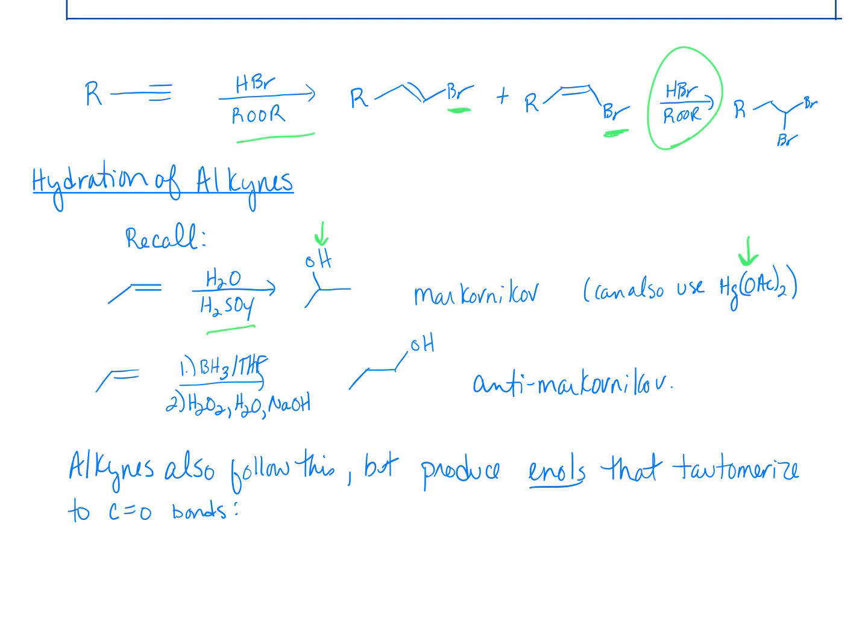On the opposite side, if we used BH3 and THF followed by hydrogen peroxide, water, and NaOH, we got the anti-Markovnikov product. Remember, that's because BH3 is going to go to the least substituted, or the borane is going to go to the least substituted carbon that's then going to be later replaced with OH. So alkynes are going to follow that as well. The difference is they produce enols. And what is an enol, you might say? Well, an enol is when you have a double bond or an ene that's then connected to another functional group of an alcohol.